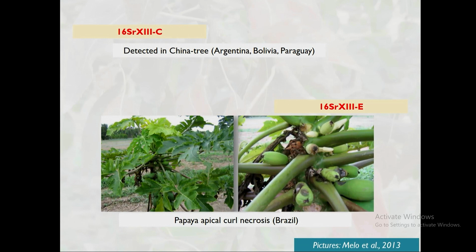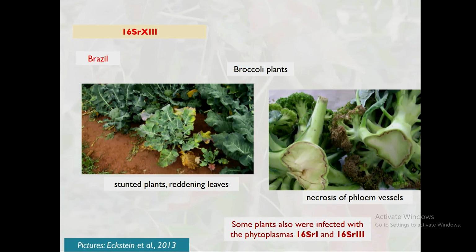The other phytoplasma is 16SrXIII-C, detected in China trees in Argentina, Bolivia, and Paraguay, and the other one, 13E, in papaya, which shows symptoms of chlorosis and apical curl and necrosis of the fruits. In Brazil, in broccoli plants, we have another group, the same group, without specified ribosomal subgroup, maybe associated with stunted plants, reddening leaves, and necrosis of the phloem vessels. In this plant, in mixed infection or simple infection, we have group 1 and group 3 in some cases.